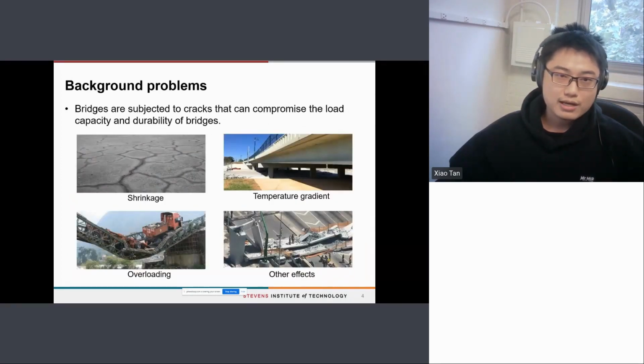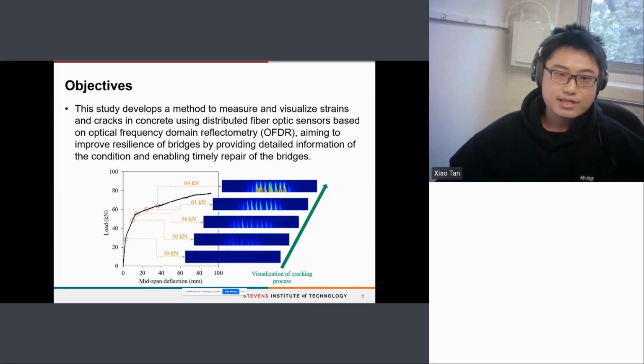As we all know, bridges are subjected to cracks caused by different reasons, such as shrinkage, temperature gradients, overloading, and other unexpected effects, which can compromise the loading capacity and the durability of bridges. Based on this background, this study developed a method to measure and visualize strains and cracks in concrete using the distributed fiber optic sensors based on the optical frequency domain reflectometry technology, which is OFDR. We aim to improve the resilience of bridges by providing detailed information of the condition and enabling timely repair of bridges.